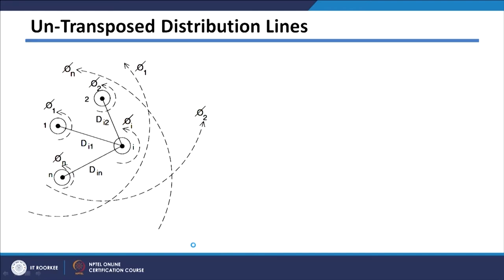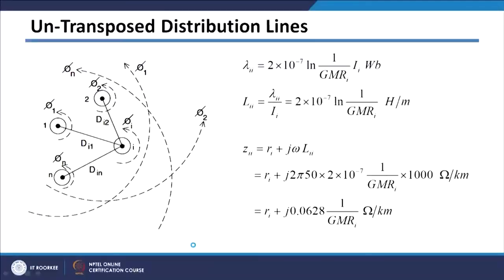However, we have seen that our distribution lines are generally untransposed because they are short length lines, and transposition is only done if the length of the line is longer. So, in case of distribution feeders, they are generally untransposed. If there are untransposed feeders and if there are n conductors in the system, then there will be an n by n matrix because there will be self inductance and mutual inductances, and we have to take them separately. If they are transposed, we mention them together. So, in case of an untransposed line, we need to calculate self inductance and mutual inductance.